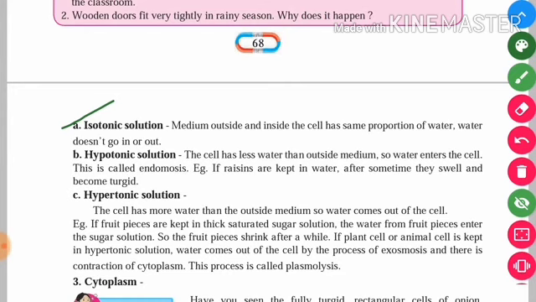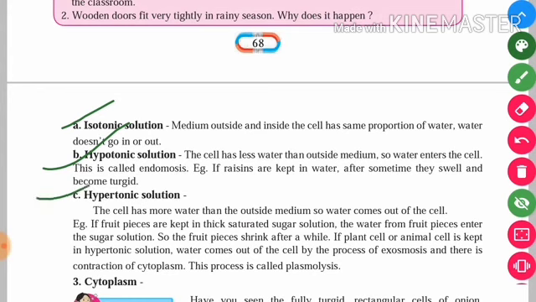Okay, then hypotonic solution. Hypotonic solution means the cell has less water. सेल मध्ये आतमध्ये पाणी कमी आहे आणि आउटसाइडची जी मीडियम आहे, माध्यम आहे, ते जास्त आहे, त्याच्यामुळे पाणी काय होईल, आतमध्ये पर्क्युलेट होईल. Water enters the cell wall. This is called as endosmosis. उदाहरण, raisins are kept in water, म्हणजे आपण मनुके जर पाण्यामध्ये ठेवले तरी फुगतात, so it is an example of hypotonic solutions.